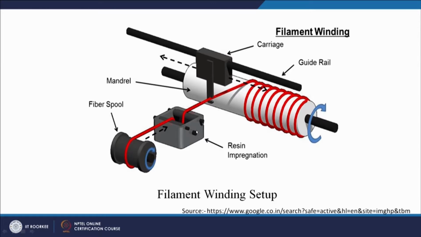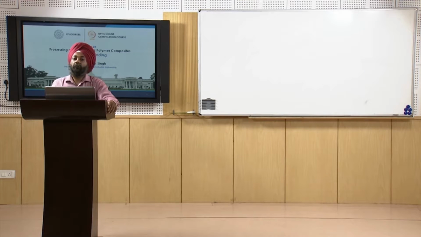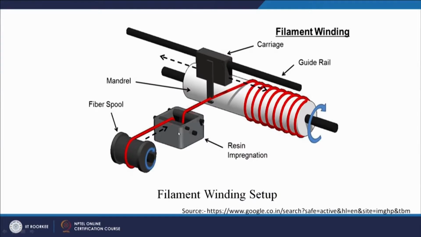So basically in all processes related to processing of polymer composites, the fiber and the polymer have to be combined together either one way or the other way, and here we have an entirely different method of combining the fiber and the polymer. So the fiber is coming from the fiber spool or creel, and it is getting unwound here, it is getting impregnated with the resin here, and finally it is getting wound over the rotating mandrel.